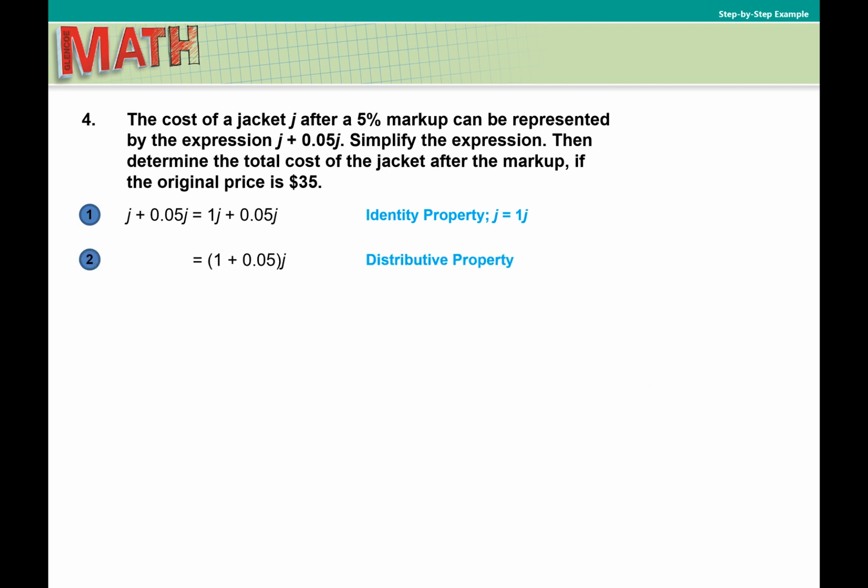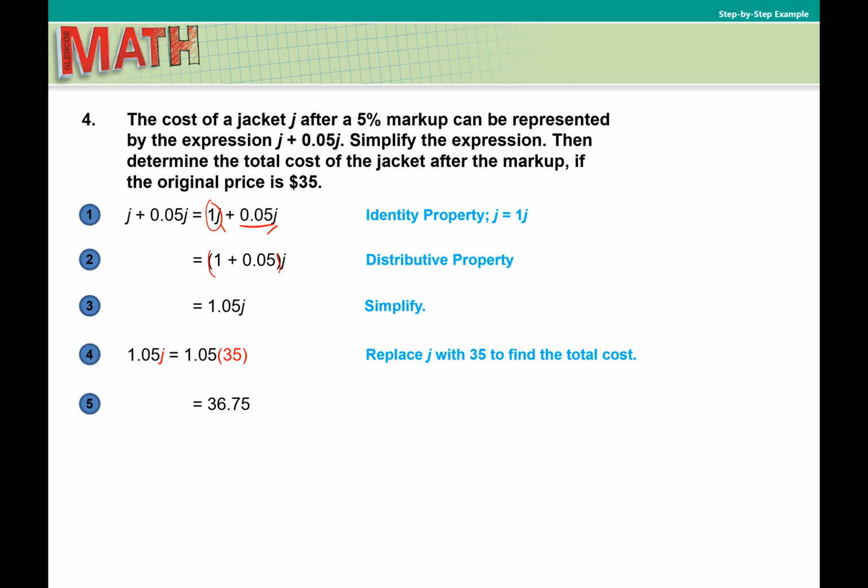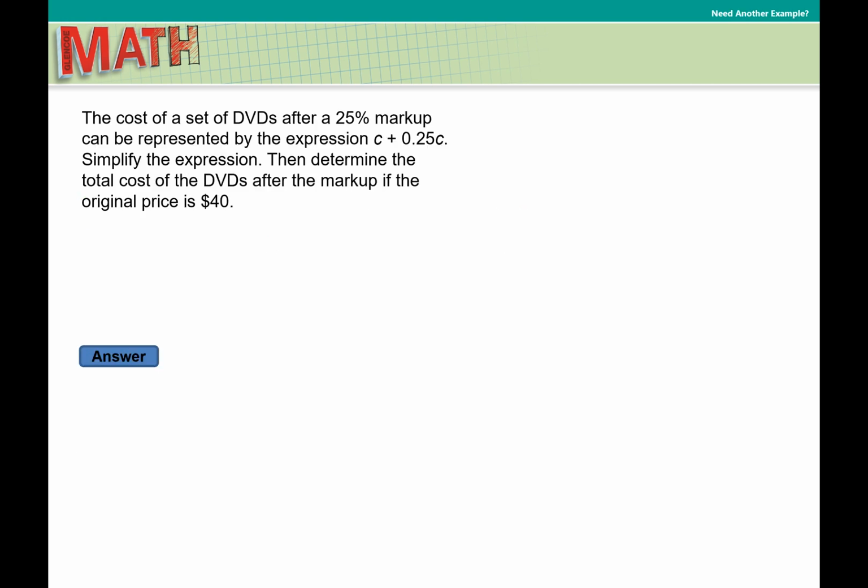Then we use the distributive property to say these are like variables. So we take the coefficients in front of those variables and we stick those inside of a parentheses. We're going to add those together ahead of time and then multiply the sum by J. So we get an answer of 1.05 times J. Now we go ahead and plug $35 in as the cost of J, and you get the answer of $36.75, which is the cost of the jacket after a 5% markup. Okay, work this one through on your own here and check your answer when you're done.